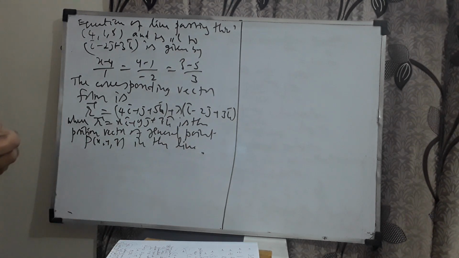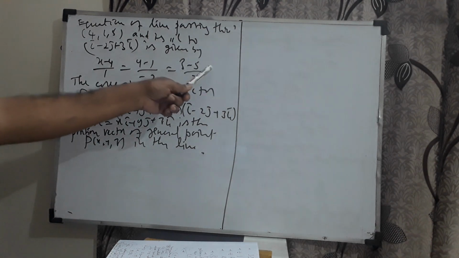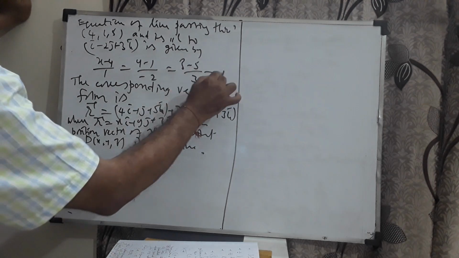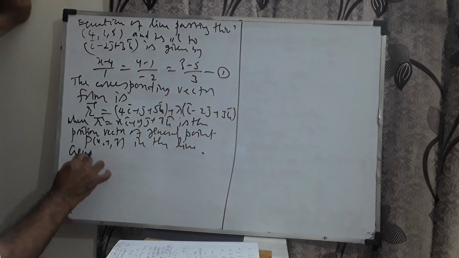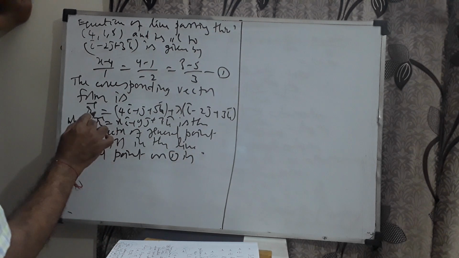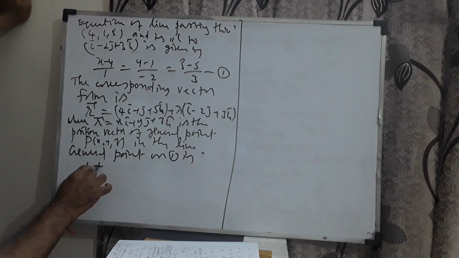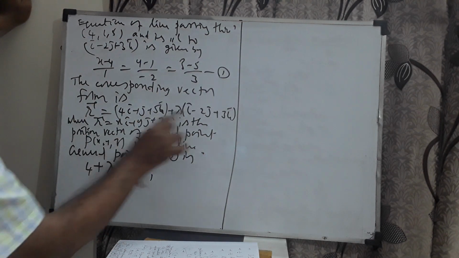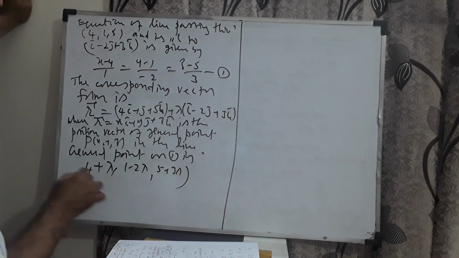Remember carefully, better give an explanation for this, but don't forget, writing r vector equal to is a must. Normally I used to get a general point and equate it to k or l, but here it is already in terms of lambda. Therefore, the general point on line 1 is 4 plus lambda, 1 minus 2 lambda, 5 plus 3 lambda.